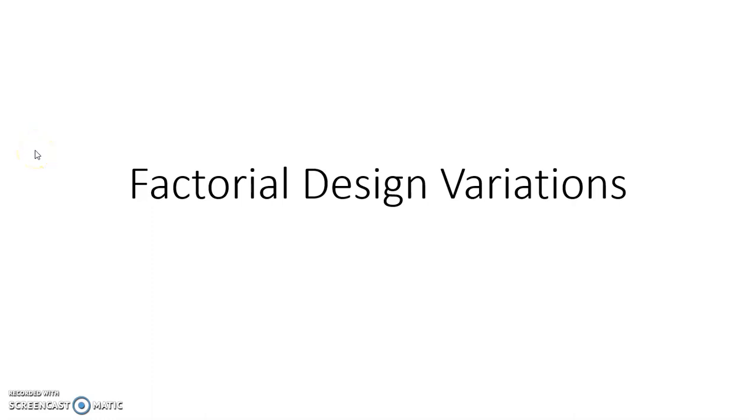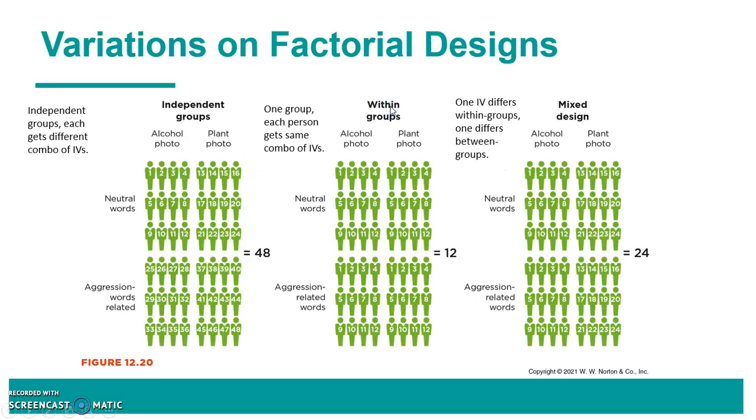Okay, here's part 2 of chapter 12, talking about some variations on factorial designs. So we've talked about 2x2 factorial designs so far. These are some variations on that, or some different ways by which you can have a 2x2 design, where you could have either independent groups or within groups designs.